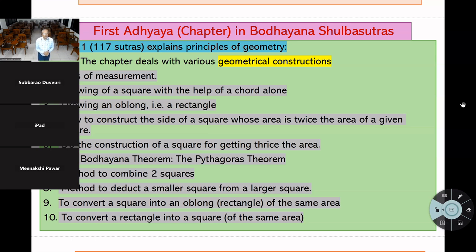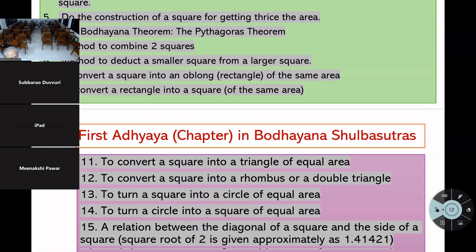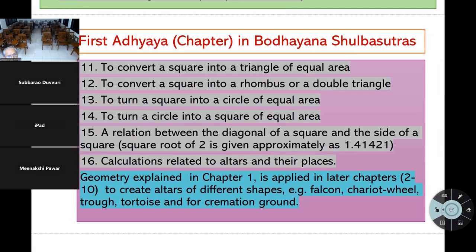Convert a square into an oblong of the same area. So the same area is very important here, that you want to construct a specific oblong or rectangle of the same area. Convert a rectangle into a square of the same area by geometrical way. So you want a geometrical construction for this. Convert a square into a triangle of equal area.